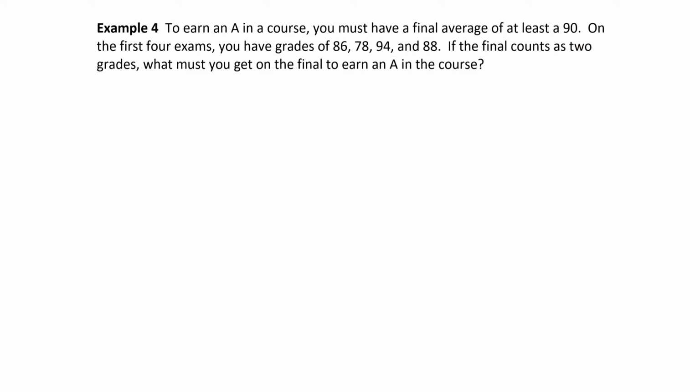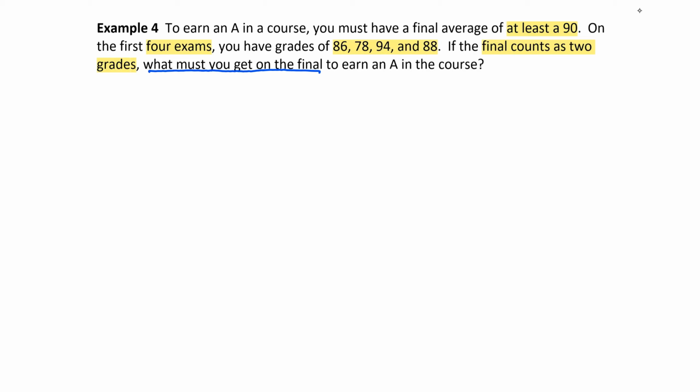To earn an A in a course, you must have a final average of at least a 90. Notice the words there indicate we're dealing with an inequality. On the first 4 exams, you have grades of 86, 78, 94, and 88. If the final counts as 2 grades, here's the question. What must you get on the final to earn an A in the course?